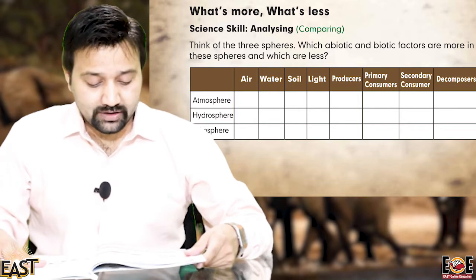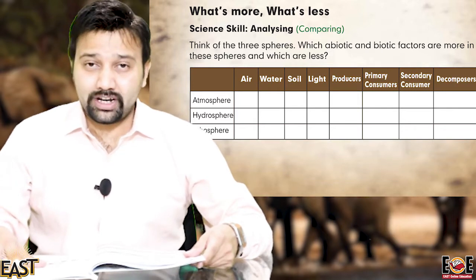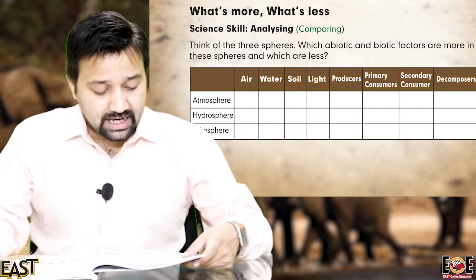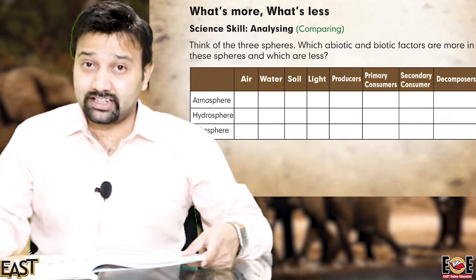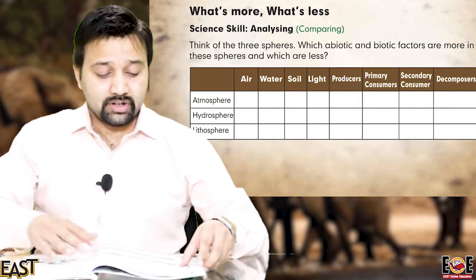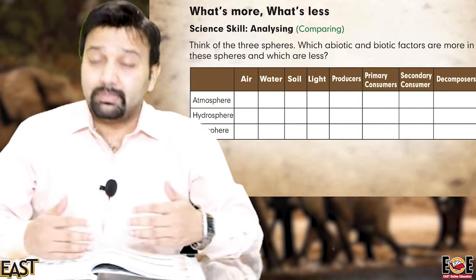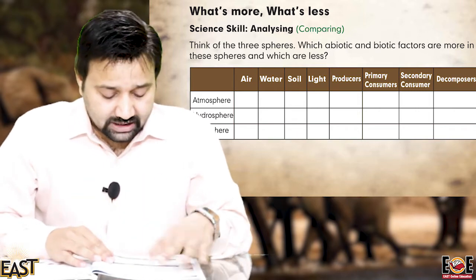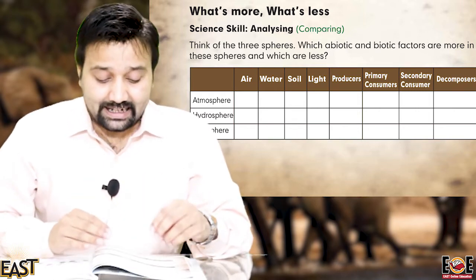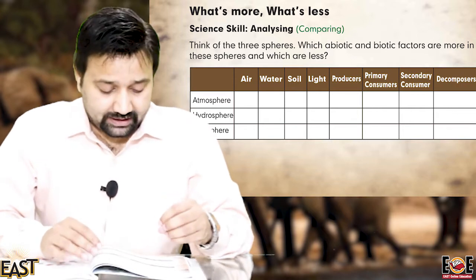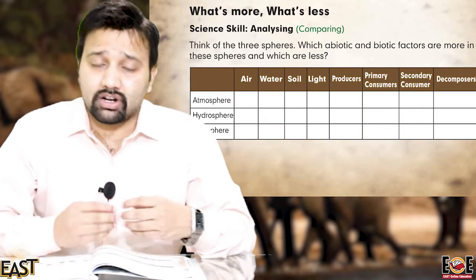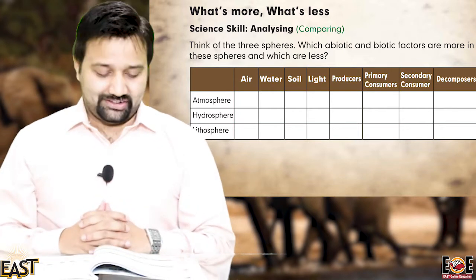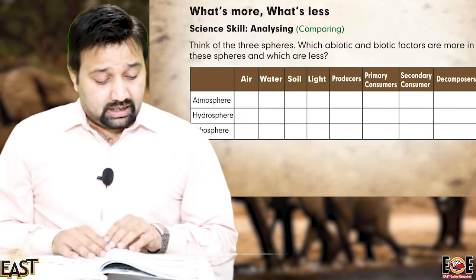What's more, what's less? Now we are on page number 57, and today we have a very interesting activity again, and it's about what's more, what's less. Basically this activity is about science skill. So the science skill is analyzing or comparing. So let's see what we have to do today. So are you ready, guys? Excellent, great. Okay, so listen carefully.